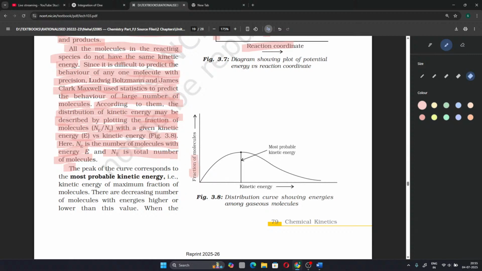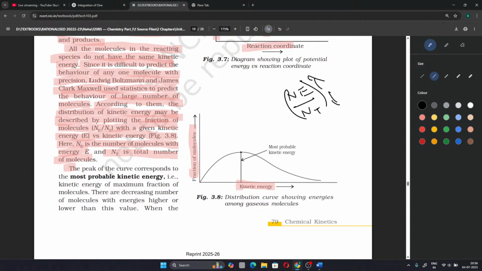Let's see the graph first. Fraction of molecules, kinetic energy. Kinetic energy increases as the fraction Ne by Nt increases. How will this increase? It will increase when Ne increases or Nt decreases. Ne increases when the number of molecules having the specific amount of energy increases. Then the value of this fraction will also increase.